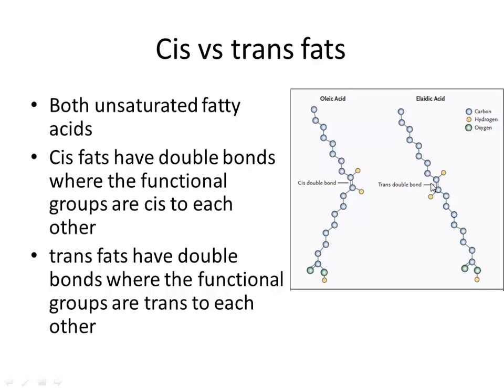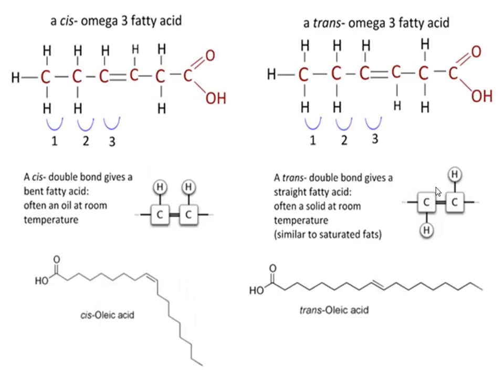And these end up being much harder to digest than these guys, and they have different properties. The IMF is stronger in the oleic, in the cis fats than the trans fats because they can get closer together. So that's an interesting fact.